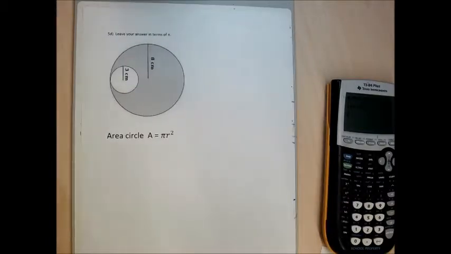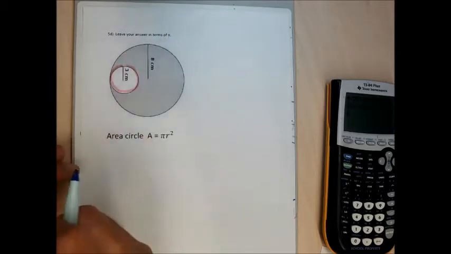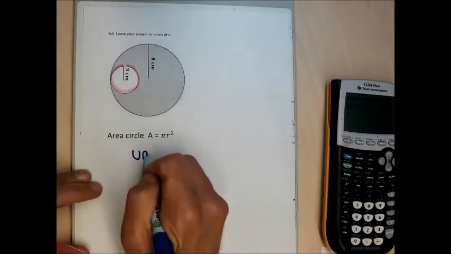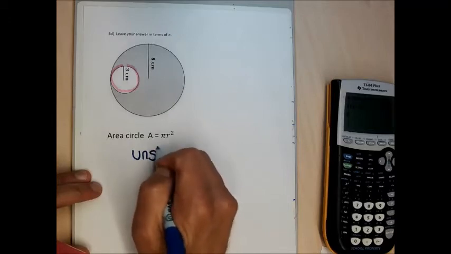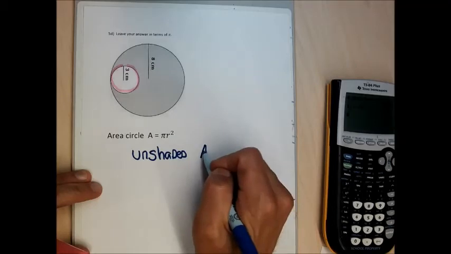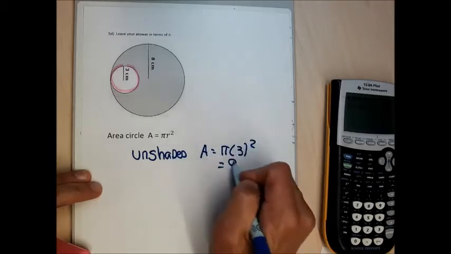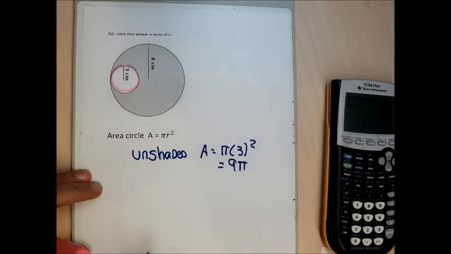Last one of these shaded areas. First, find the unshaded area. My unshaded area is a circle that has a radius of 3. So my unshaded area is going to be A equals pi times 3 squared. That's going to be 9 pi.